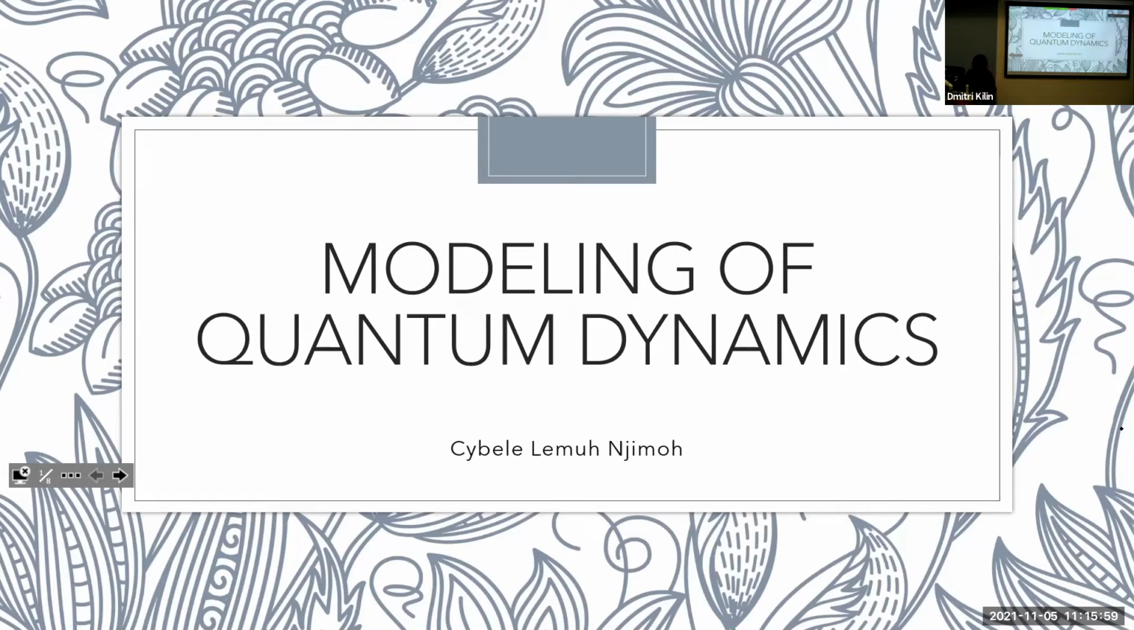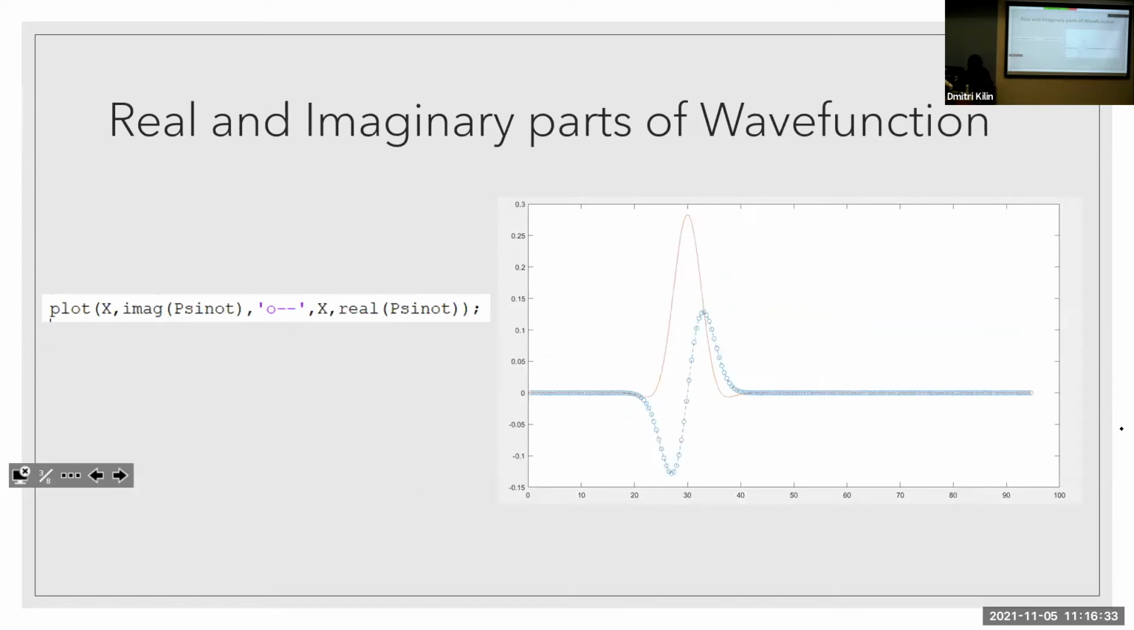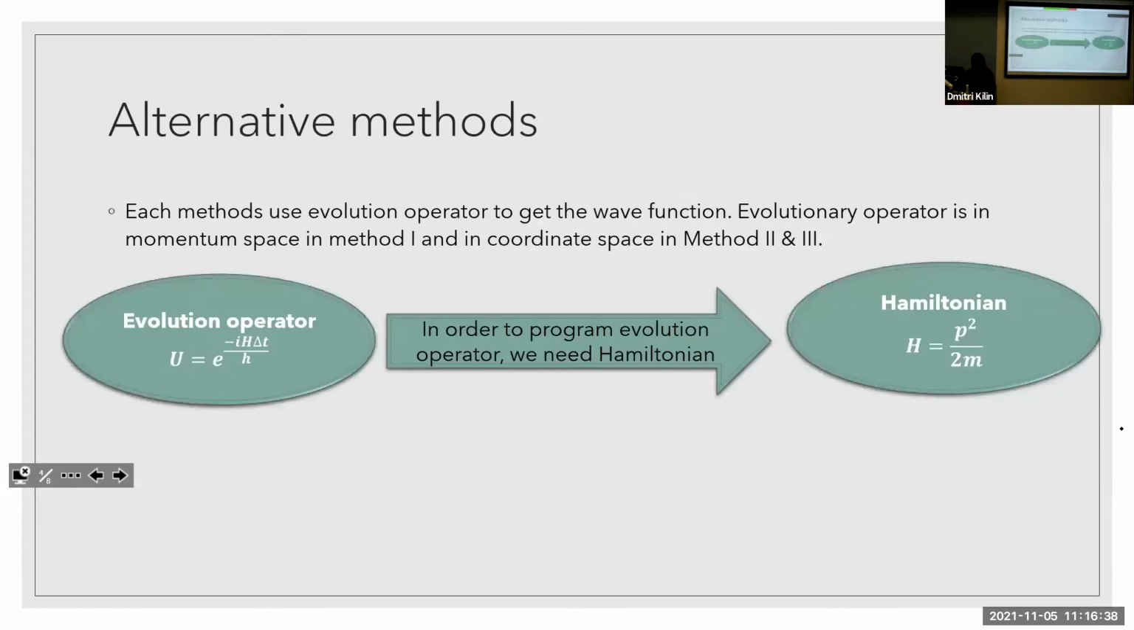Okay. So basically, my presentation is on modeling of quantum dynamics. So, what we usually show is our initial conditions, which are different depending on the person. Basically, we have a wave packet where this is the plane wave, and here is our Gaussian distribution. P naught is our initial momentum, and X naught is our initial position. Here I plotted the real and imaginary parts of the wave function, just to show.